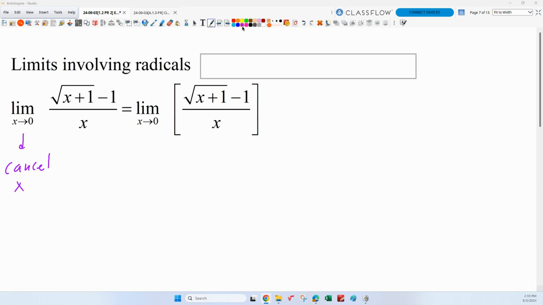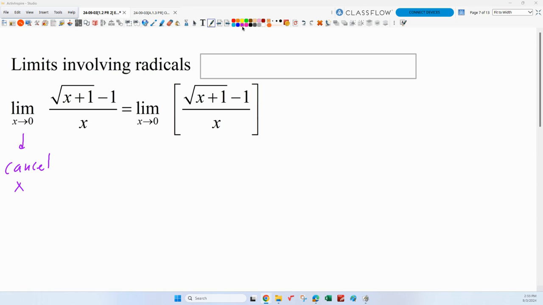How in the world am I going to get that to happen? Okay. Any suggestions? Problem being, on the top I've got that radical. How in the world am I going to get an x out of the top? Okay, that's a good thought. If I square it though, I've changed the limit. I've changed the function, so my limit should change, right?